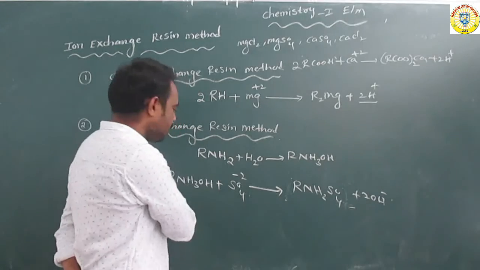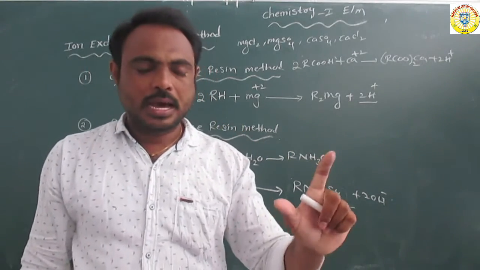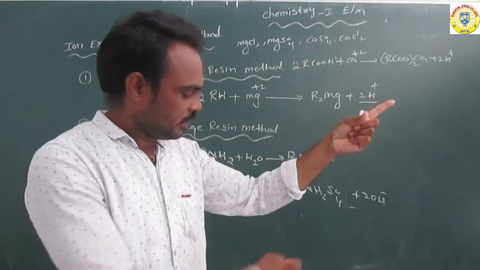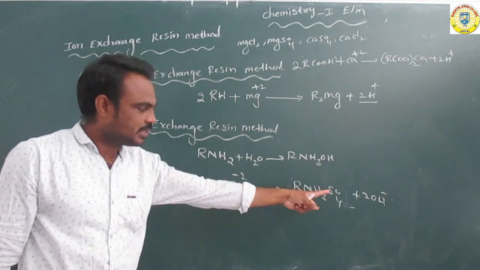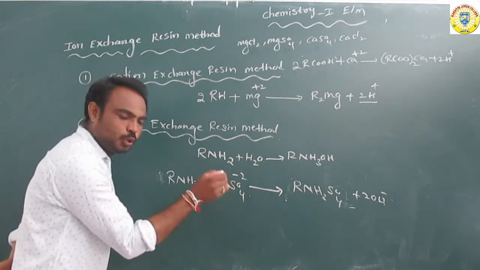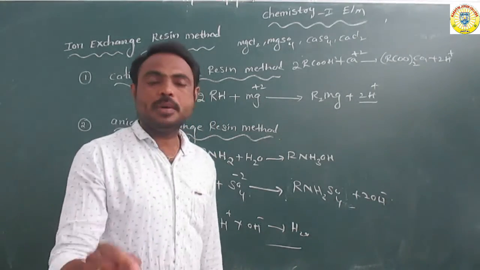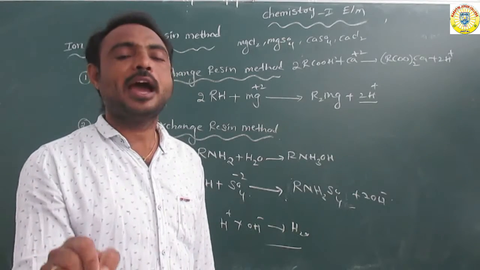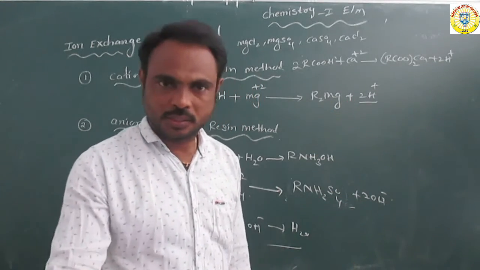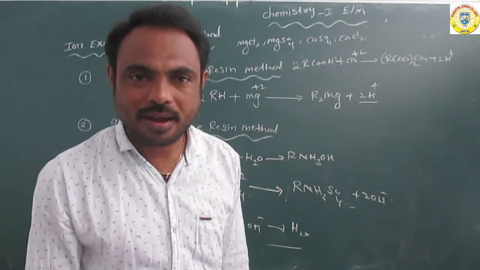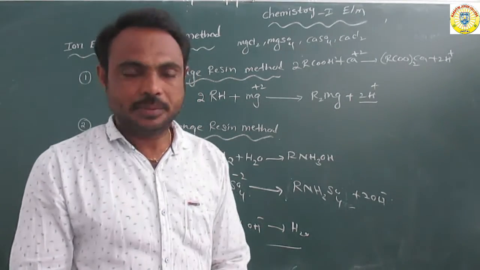Overall, in the cationic exchange step H+ ions are released, and in the anionic exchange resin method OH- ions are released. When those two ions, H+ ions and OH- ions, combine, they form H2O. This water is called deionized water, because it is formed from H+ ions and OH- ions combining into water molecules. So it is the ion exchange resin method.